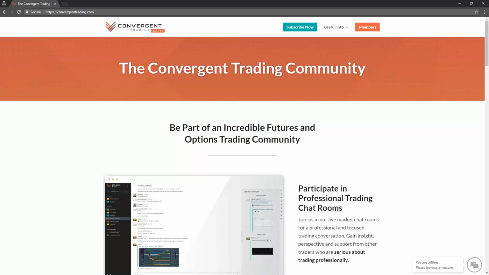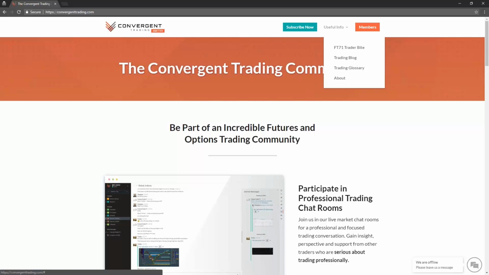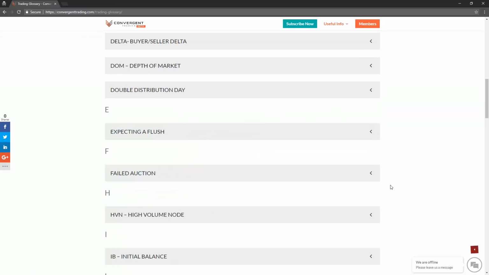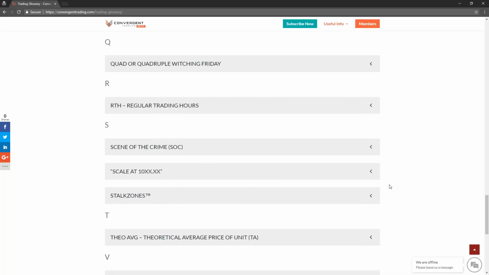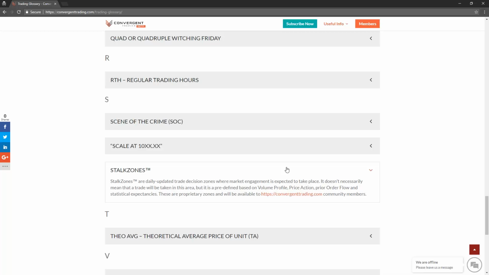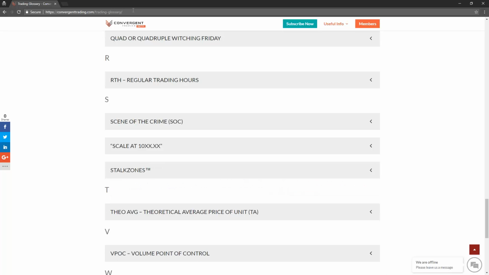So here, this is the website, just convergenttrading.com. Just go to useful info, go to trading glossary, and the stuff is there. And as things are pointed out, stock zones, this is a public site. This isn't the member site. The member site is locked for members only. You can open it up and see what that is. So I invite you to bookmark convergenttrading.com/trading-glossary, and you'll find your answer there.